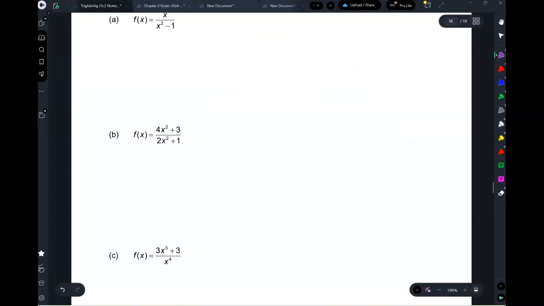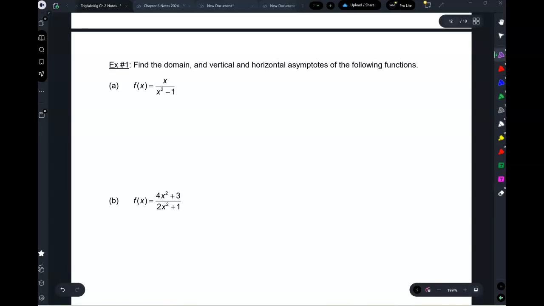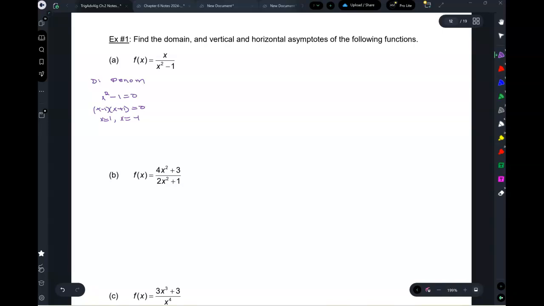All right. Find the domain, the vertical and the horizontal asymptotes of the following functions. Okay. So first, domain. Domain is with the numerator. I'm sorry, I said that wrong. We're going to take the denominator. What's the denominator? x squared minus 1 equal to 0. What's x? So this is x minus 1, x plus 1 equal to 0. x equals 1, x equals -1, right? That's where it's 0. So here's what you do. Let's look at this on a number line.